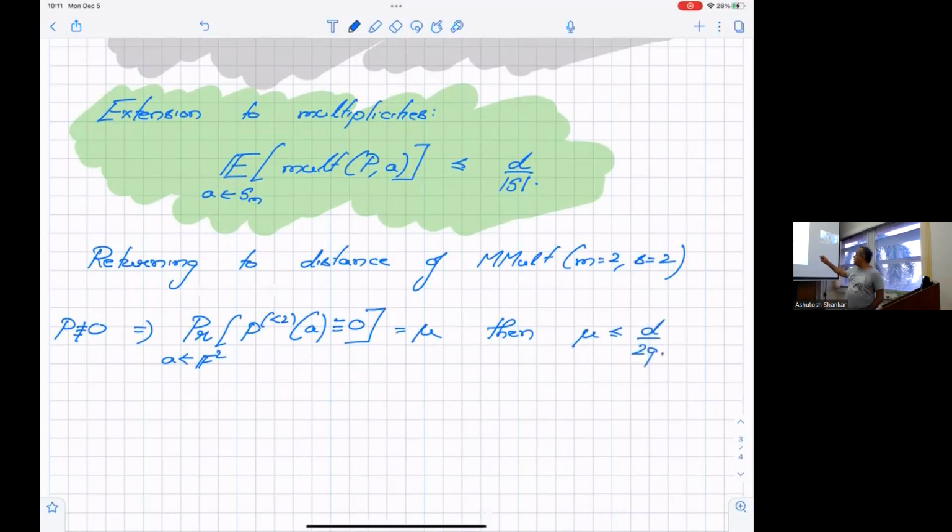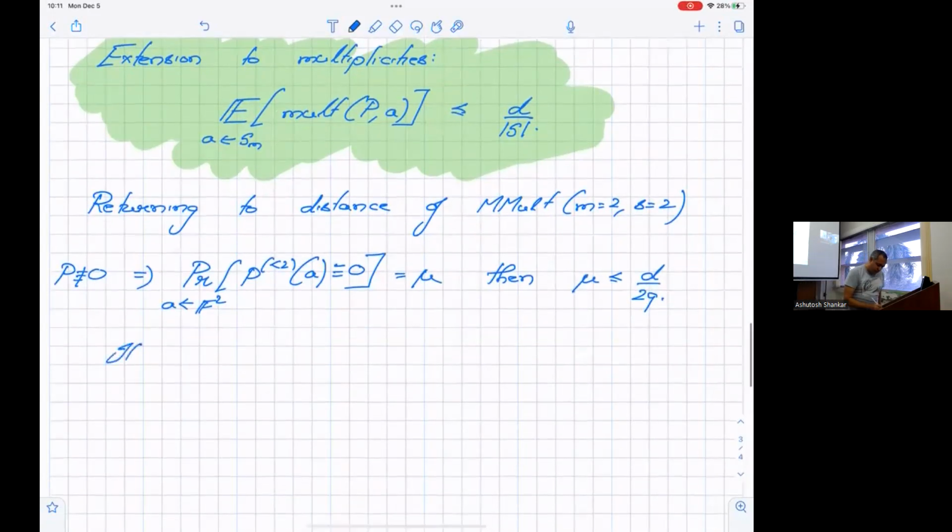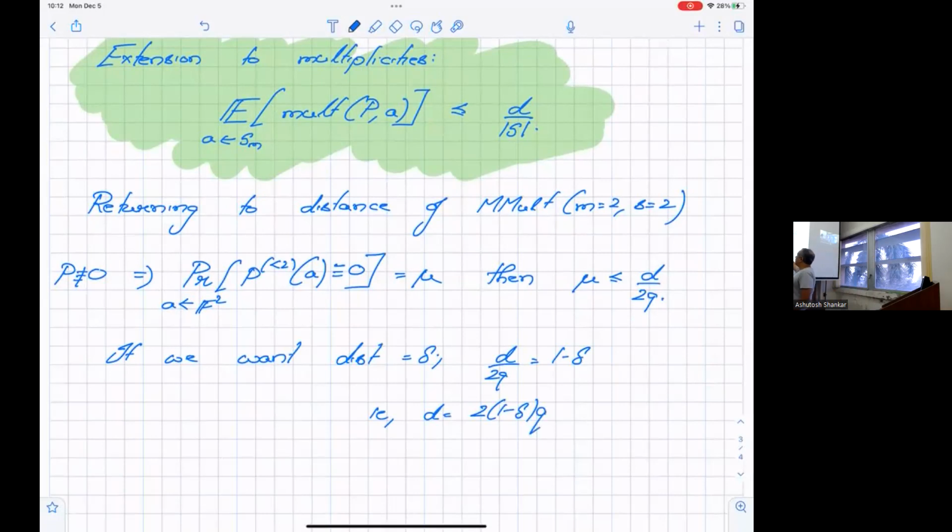So you get a stronger, this 2 comes from the denominator. If you want a particular distance, so in particular, if you want distance to be equal to delta, then we can set d by 2q to be 1 minus delta, that is d to be equal to 2 times 1 minus delta times q. Because we can go all the way to 2 times q, and we can go well above q. And this is what is going to give us.